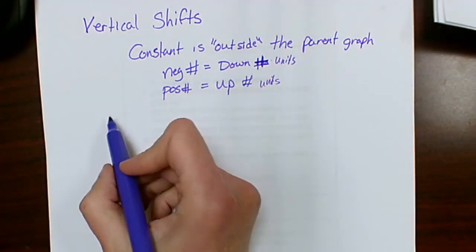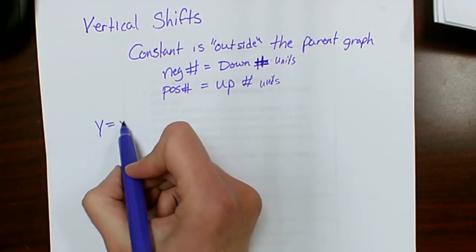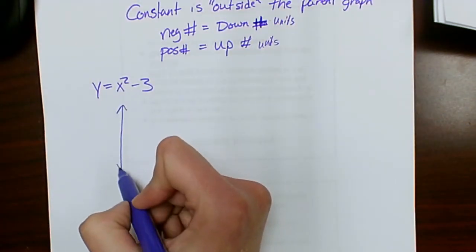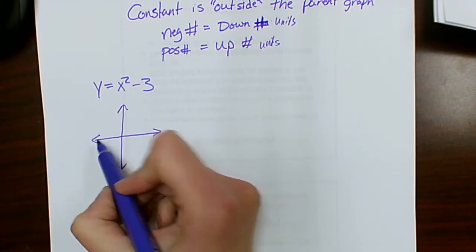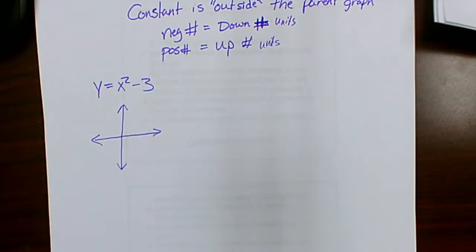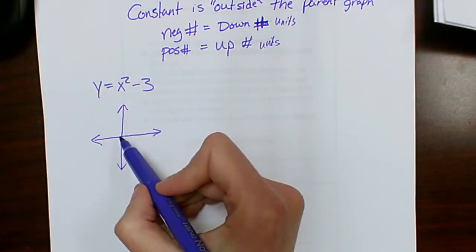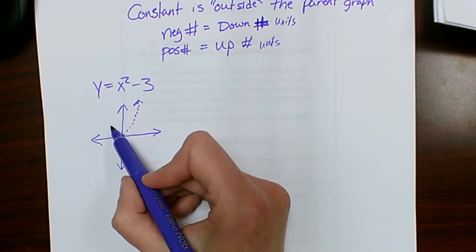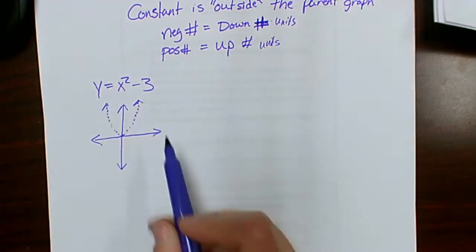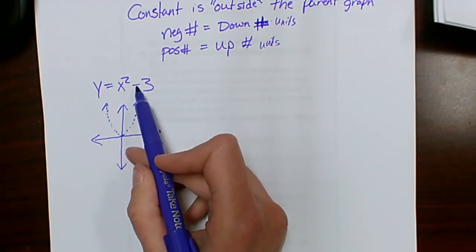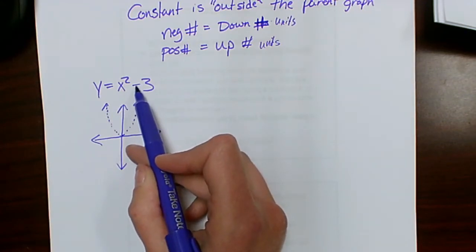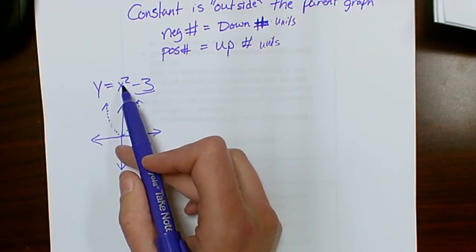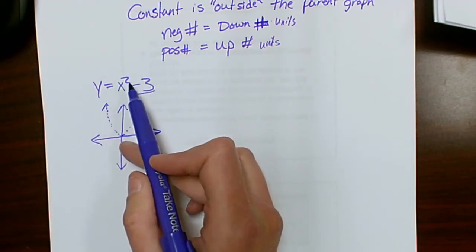So for instance, y equals x squared minus 3. This is how I want you to show me your graph when you are just sketching it. So the first thing you need to do is sketch in or dot in your parent graph. So the parent graph of this is a U. We are going to go down 3. This is a minus 3. It's outside of the parent graph. So the negative 3 is not affected by the squared.